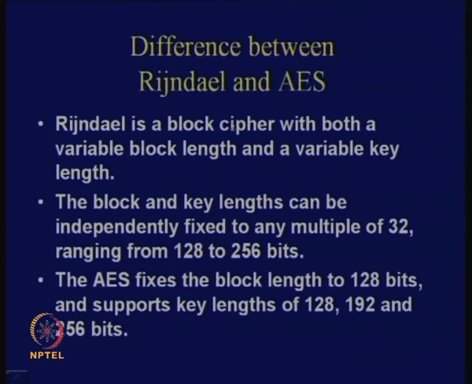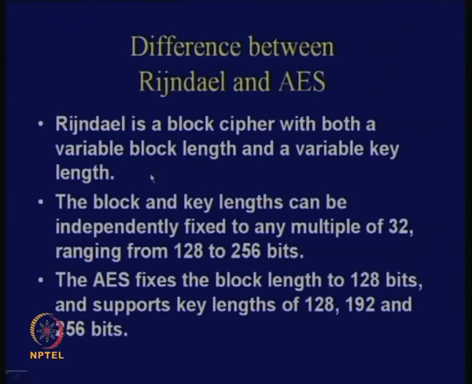So AES and Rijndael are not essentially the same. Rijndael is a block cipher where both the block length and the key length can vary. But when we talk about the AES structure, your block length is fixed to 128 bits, but your key length can be independently varied from 128 to 256.